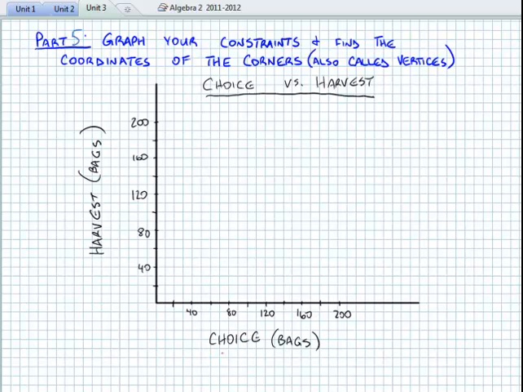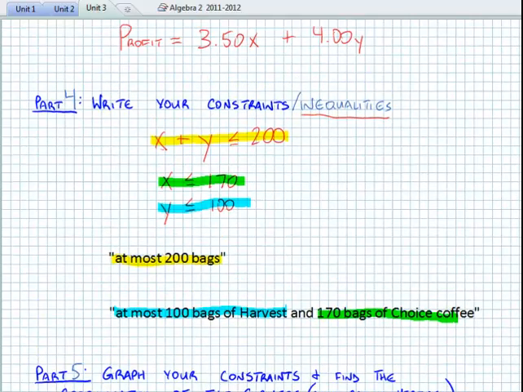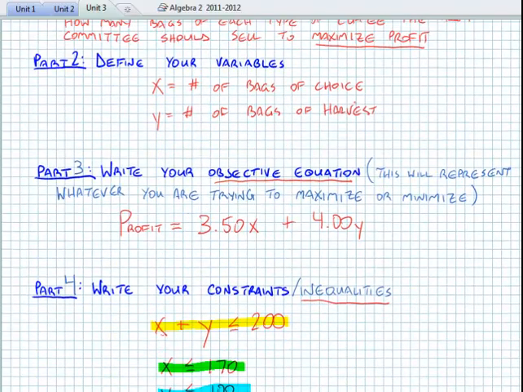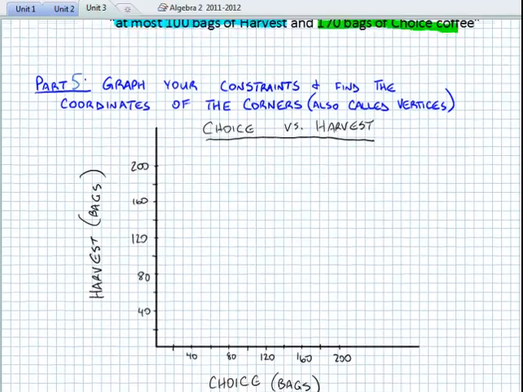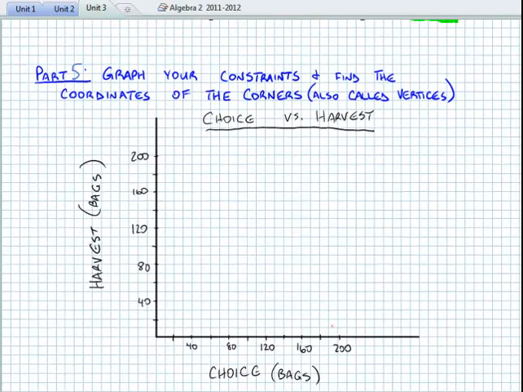I've got my x-axis labeled as the bags of the Choice brand because we had defined x as the number of bags of the Choice brand, and y is the number of bags in the Harvest brand, so that's why my y-axis represents the Harvest brand. And so we're going to go ahead and put these inequalities on here. Now, the first two are relatively easy. Not the first one. The first one's the most challenging. Let's do the second two first.